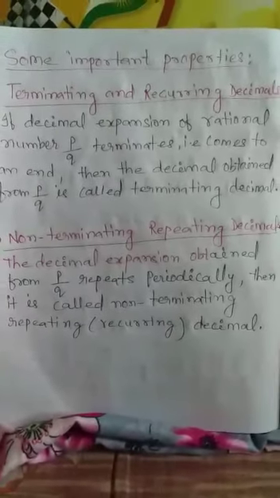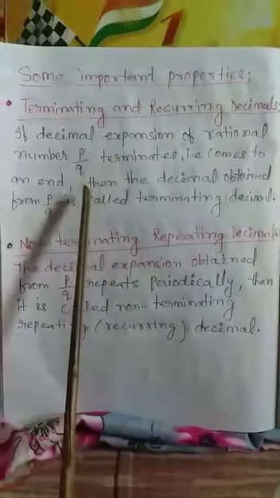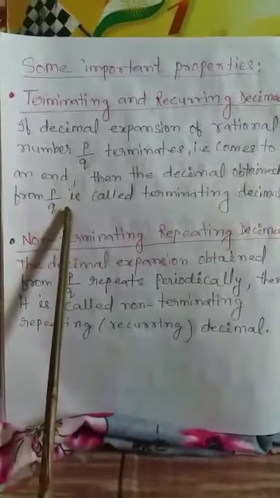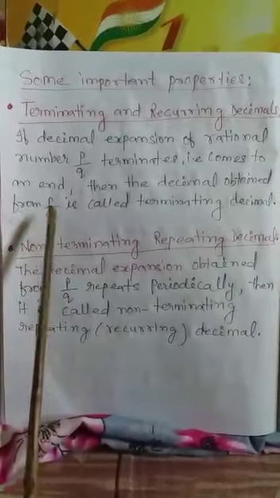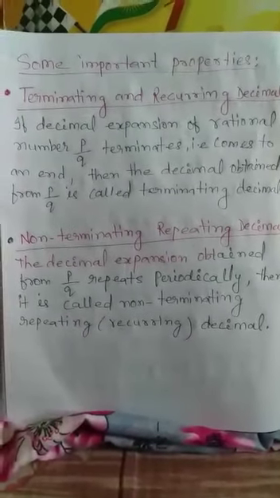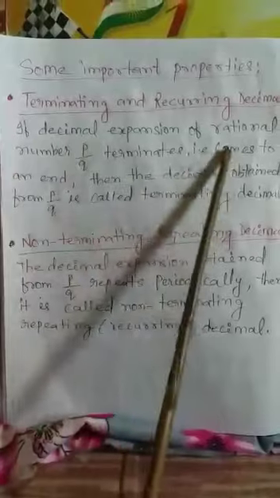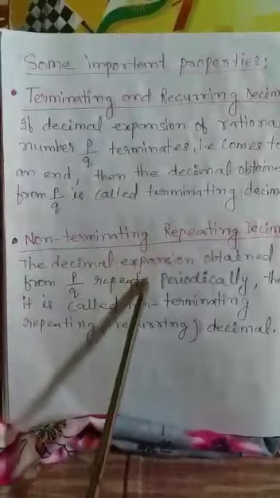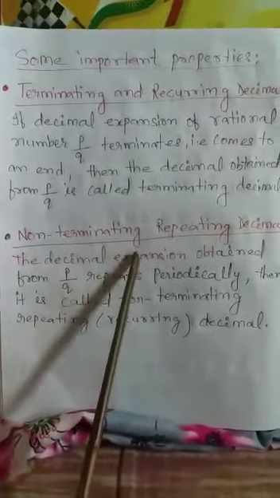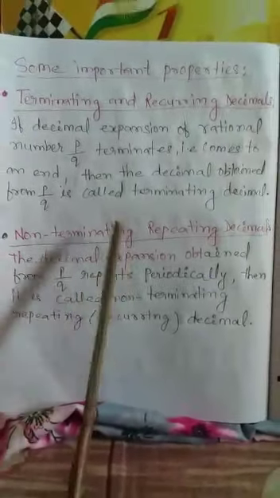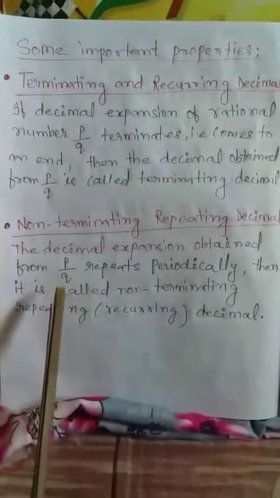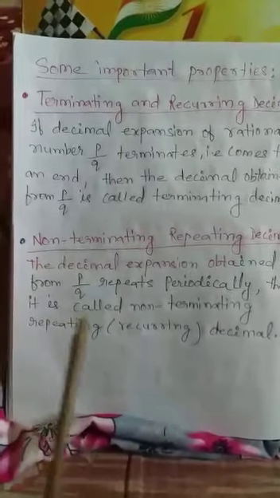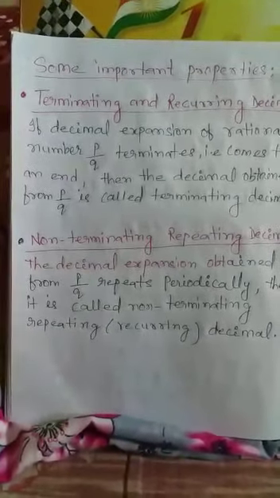So we know that if the decimal expansion of rational number p by q terminates, means what? That it comes to an end. Then the decimal obtained from p by q is called a terminating decimal. It means that after dividing, the result comes to an end. That type is known as terminating, and just the opposite of it, if it does not come to an end, or we can say that the decimal expansion obtained from p by q repeats periodically, then it is called non-terminating or repeating recurring decimal. Is that clear?